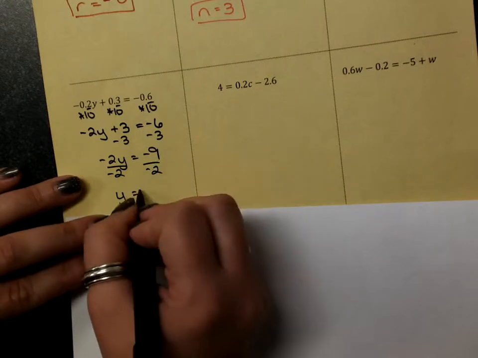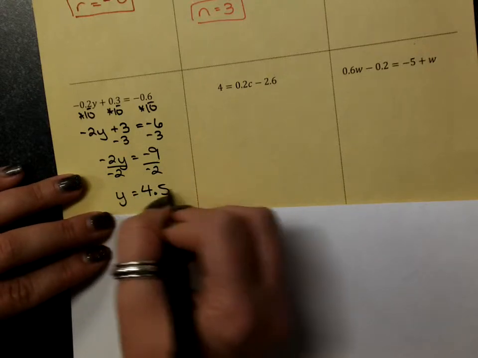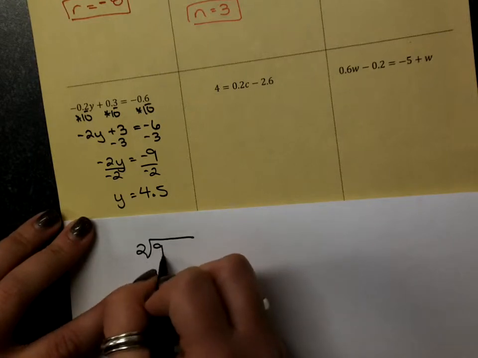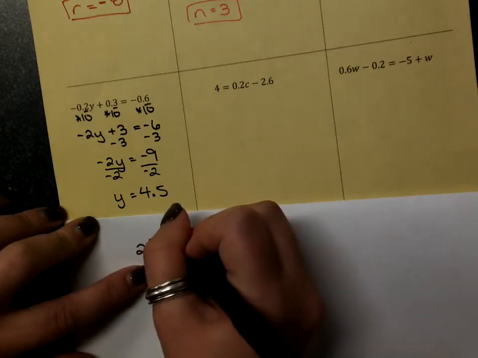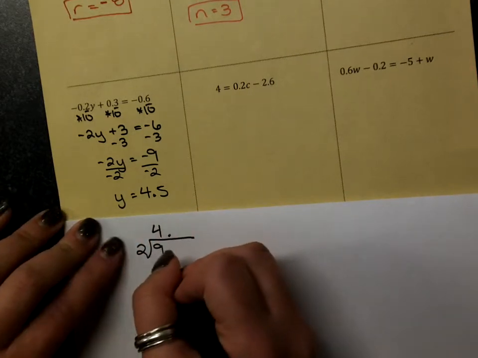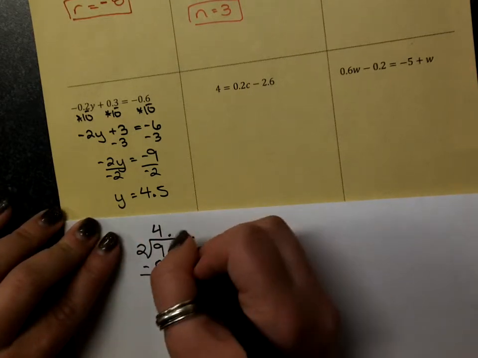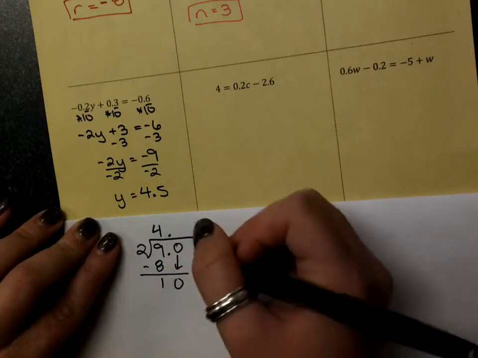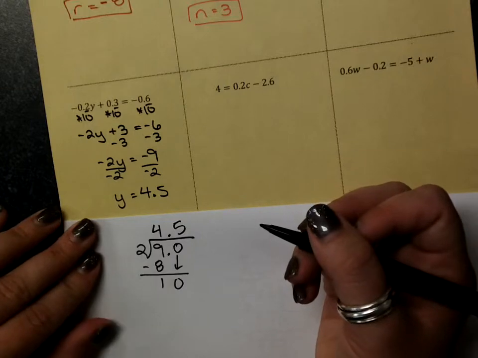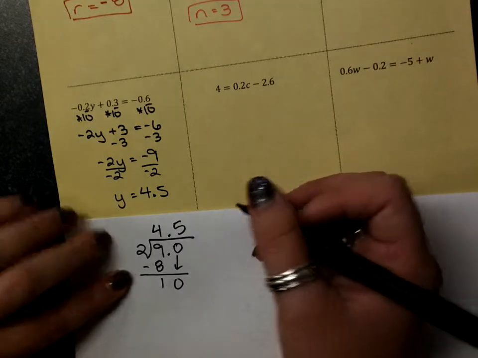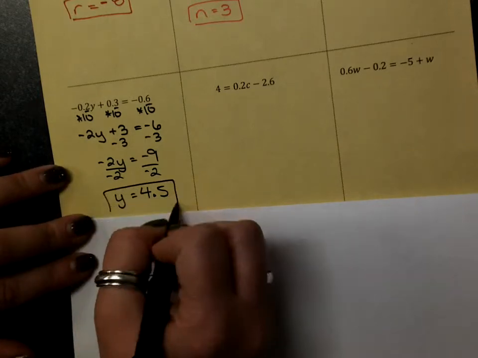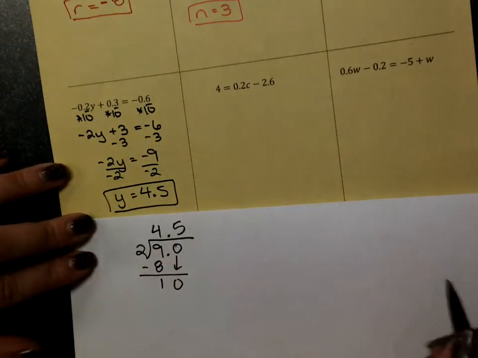9 divided by 2, you might just know, is 4.5. If not, the 2 goes on the outside, the 9 goes on the inside. The decimal point is here. 2 goes into 9 4 times with 1 left over, and then you have to bring down a 0. 2 goes into 10 5 times. So again, if you have to divide it out, don't be afraid. It's not a big deal. Just work it out on your scratch paper and then pull it back into the problem. So it should be a positive 4.5.